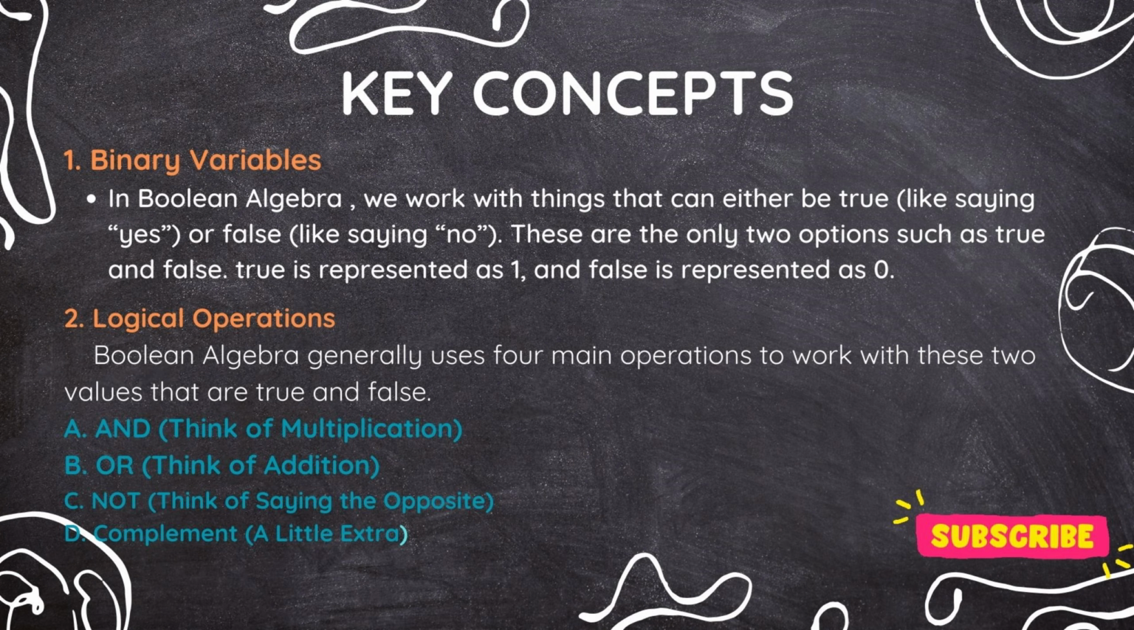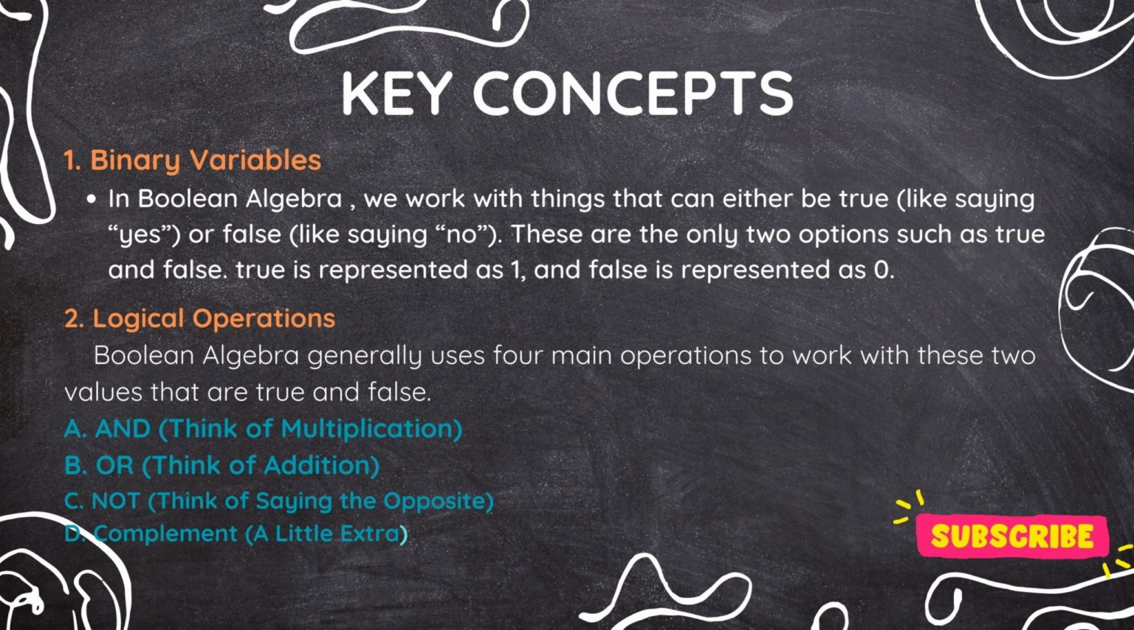1. Binary variables. In Boolean algebra, we work with things that can either be true, like saying yes, or false, like saying no. These are the only two options: true and false. True is represented as 1, and false is represented as 0.